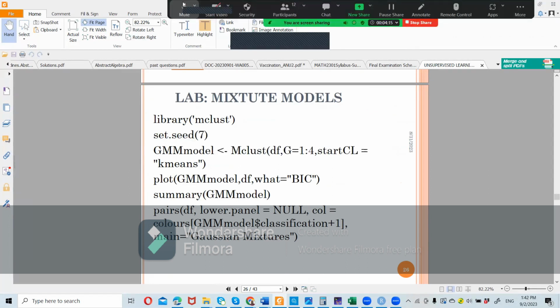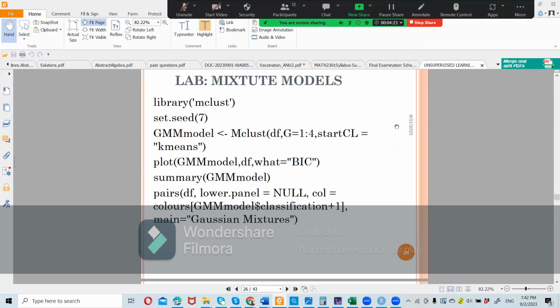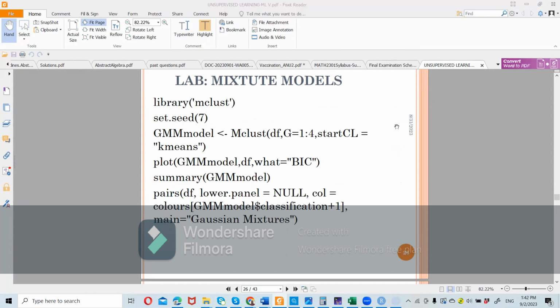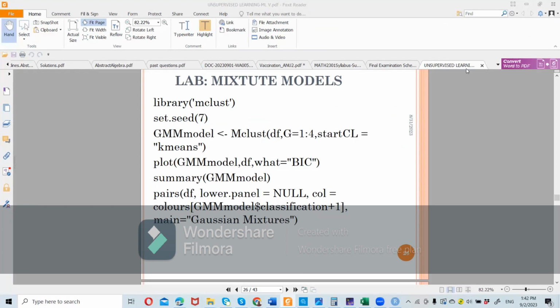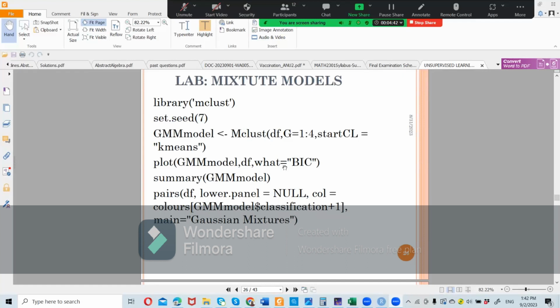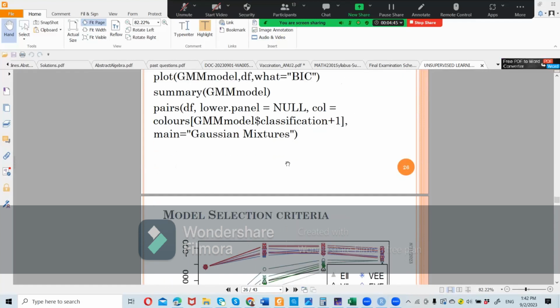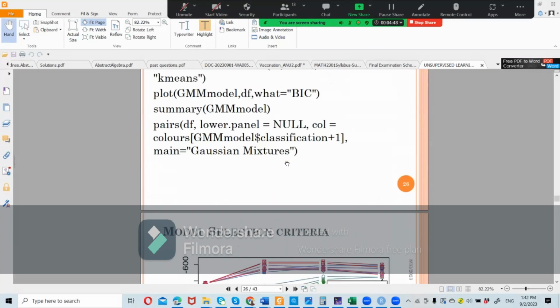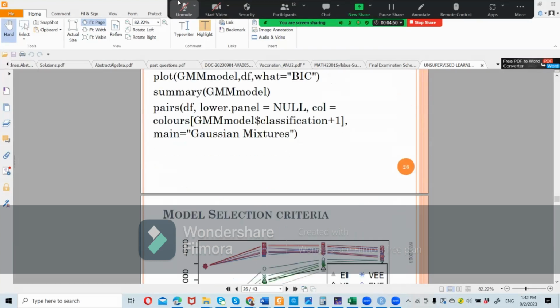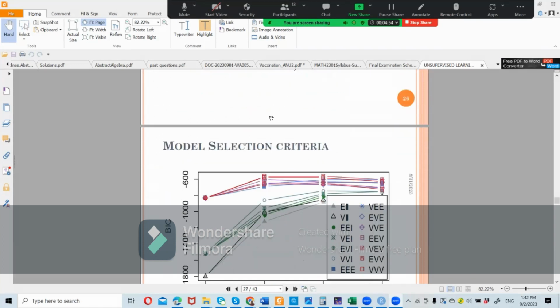Can you see the slide though? Yes, I can. Okay, so now, when we have the M class, okay. Are you there? Yes, I'm there. Okay.